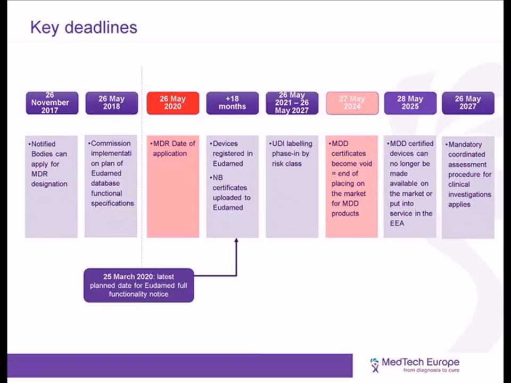Mandatory UDI, or Unique Device Identification labeling, is something that will be phased in gradually between May 2021 and May 2027, dependent on the risk class your product is in. The very highest risk devices will become subject to this obligation first, and lower risk devices will then need UDI labeling thereafter, and in several waves that will follow.